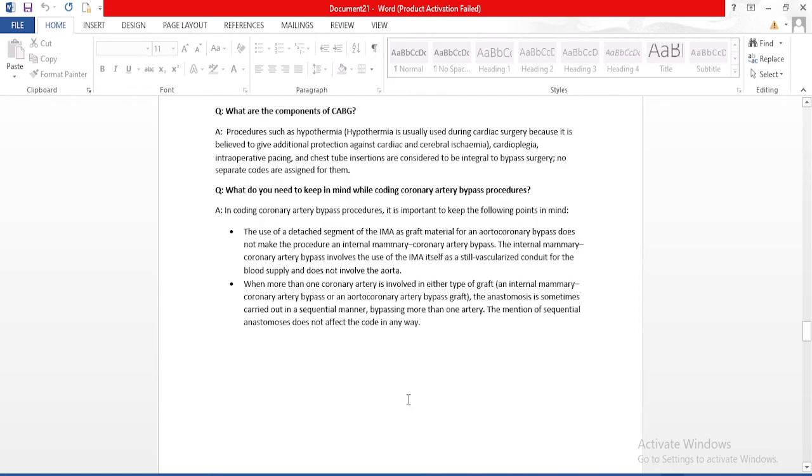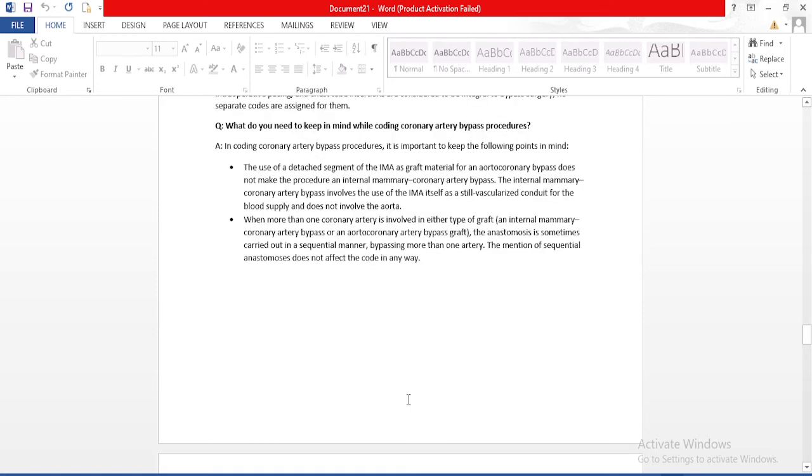What are the components of CABG? Procedures such as hypothermia, which is usually used during cardiac surgery because it is believed to give additional protection against cardiac and cerebral ischemia, cardioplegia, intraoperative pacing, and chest tube insertion are considered integral to bypass surgery. So we do not need to code these procedures while performing CABG, as they are included in the CABG. We can't code hypothermia, cardioplegia, intraoperative pacing, or chest tube insertion along with CABG.